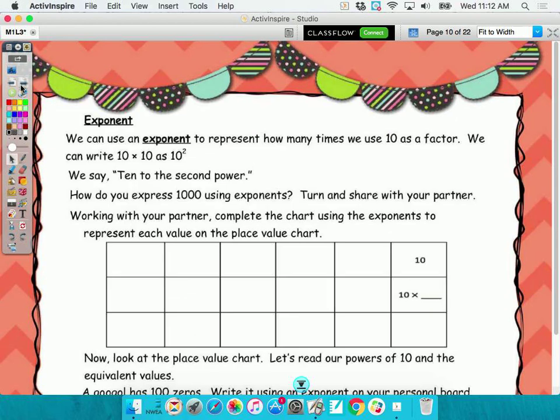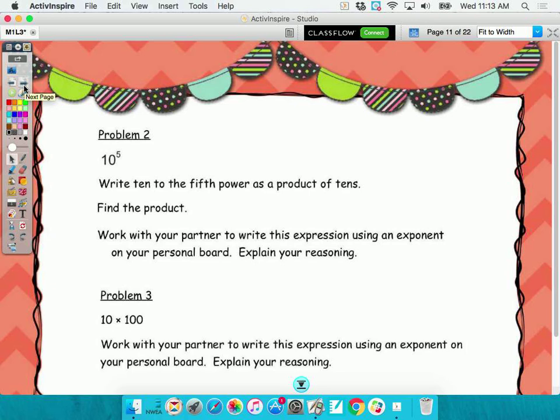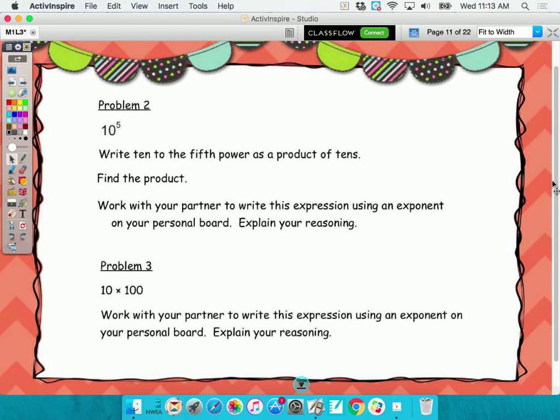Take a look at problem 2. It says just simply write the number as a product of tens. Now this is 10 to the 5th power. Do you have that on your paper? Yes. Okay, so just beside it, I want you to write equals.